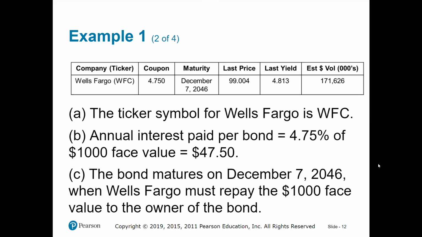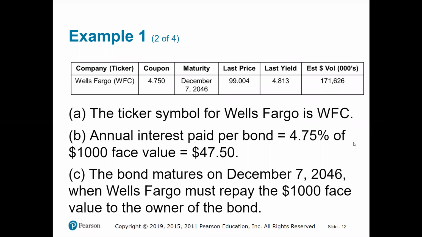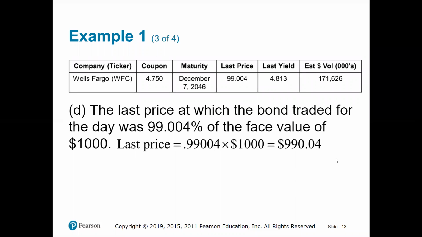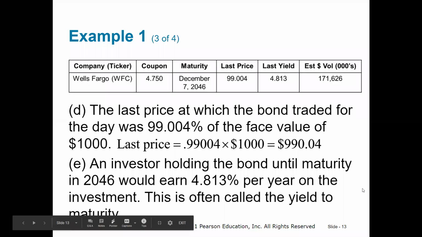The bond matures on December 7th, 2046, when Wells Fargo must repay the $1,000 face value to the owner of the bond. The last price at which the bond traded for the day was 99.004% on the face value of 1,000. So the price would be 990.04. An investor holding the bond until maturity would earn 4.813% per year on the investment. This is often called the yield to maturity.